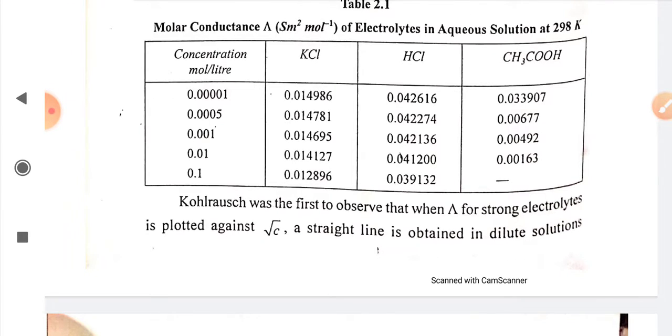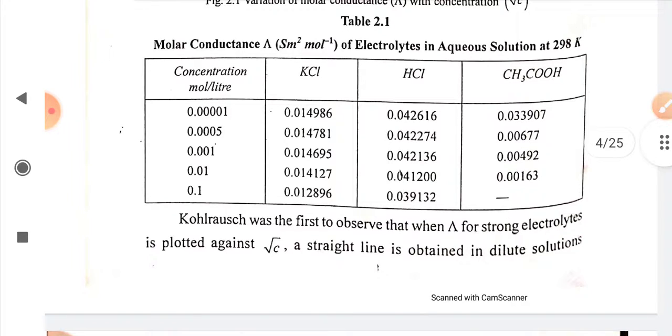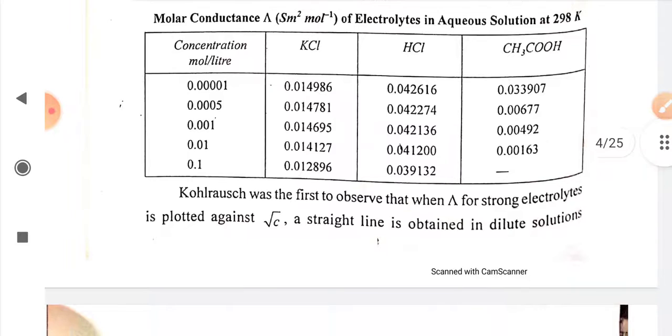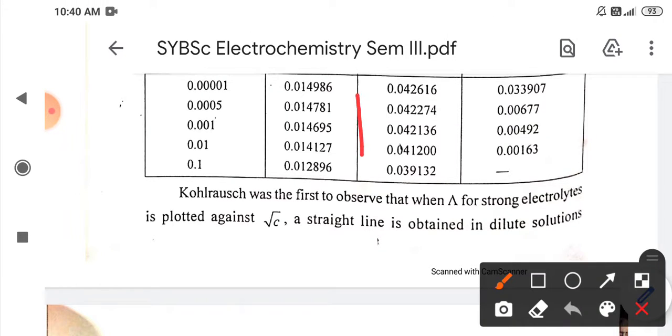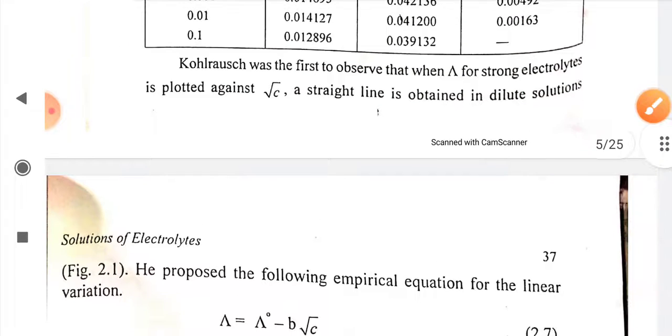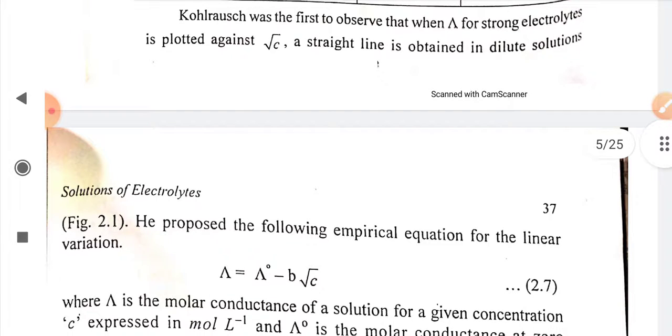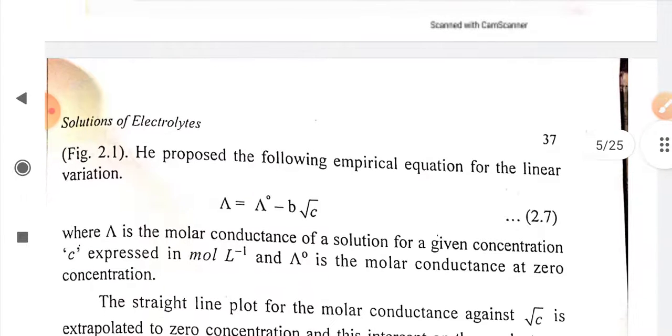Here are some observations that we have made for various solutions like KCl, HCl or acetic acid. Upon dilution, we can see that the molar conductance increases. Kohlrausch was the first to observe that when lambda for a strong electrolyte is plotted against the square root of C, a straight line is obtained for the strong electrolyte.